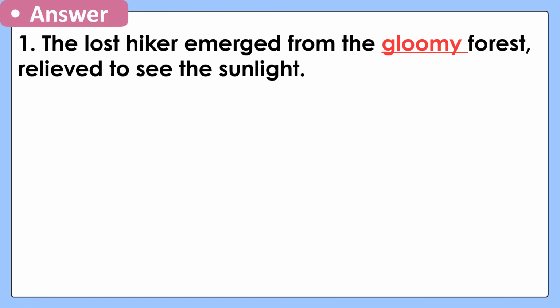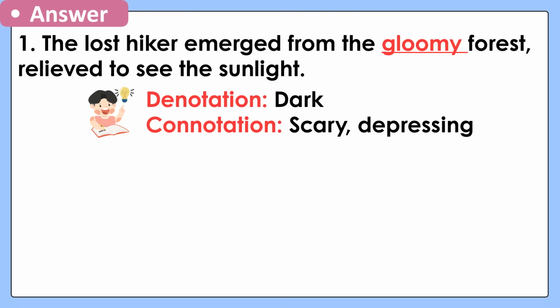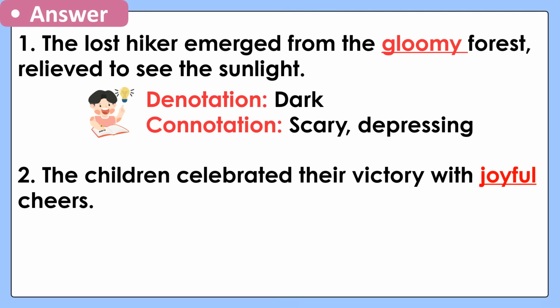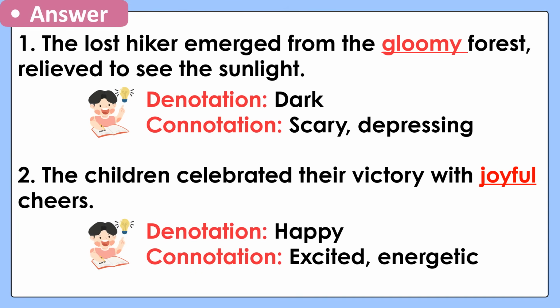Let's answer. First, the lost hiker emerged from the gloomy forest, relieved to see the sunlight. The underlined word is gloomy. Denotation, dark. Connotation, scary or depressing. Second, the children celebrated their victory with joyful cheers. The underlined word is joyful. Denotation, happy. Connotation, excited or energetic.